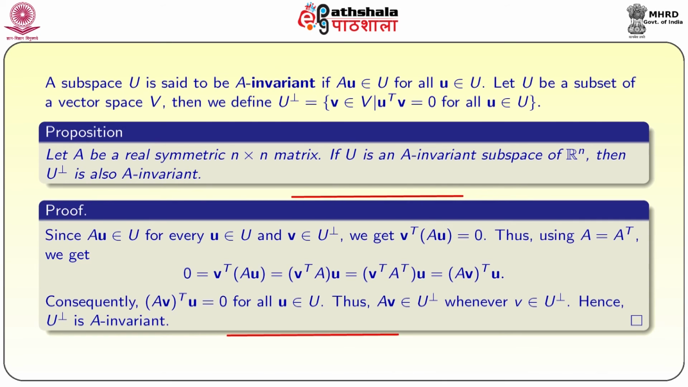we get 0 is equal to v transpose A u, which is v transpose A transpose u, or (Av) transpose into u. Consequently, (Av) transpose into u equal to 0 for all u belonging to U. That means Av is orthogonal to every vector in U, or equivalently Av belongs to U perp whenever v belongs to U perp. Hence, U perp is A-invariant.